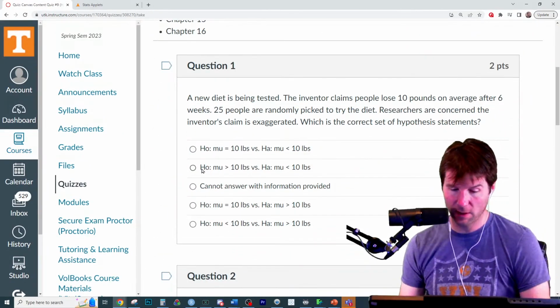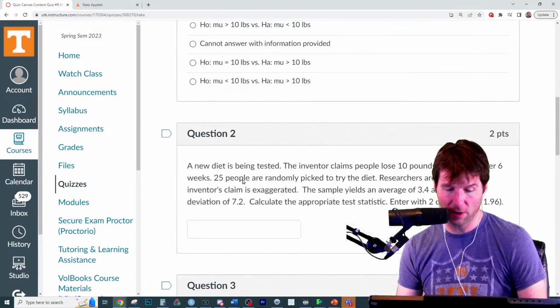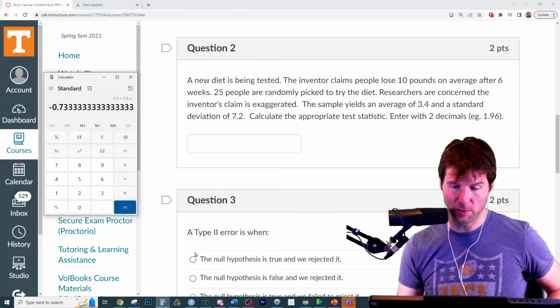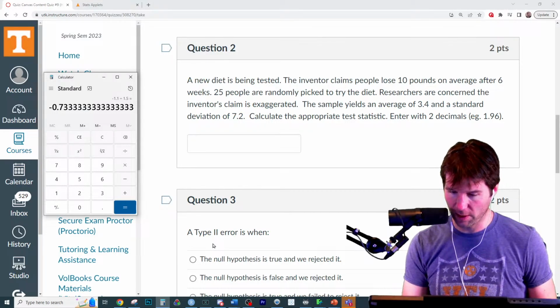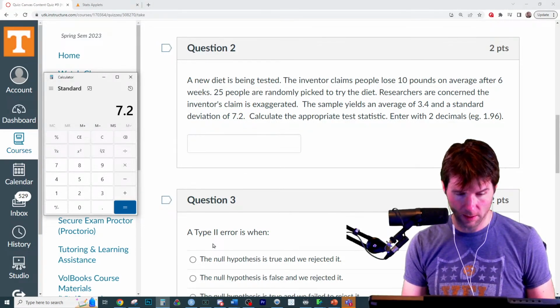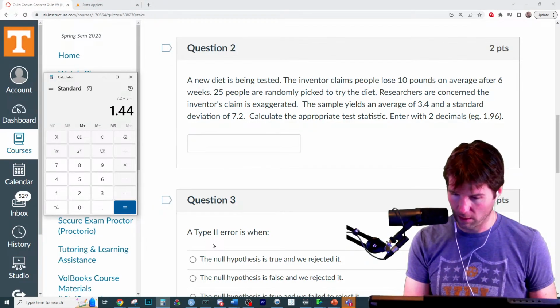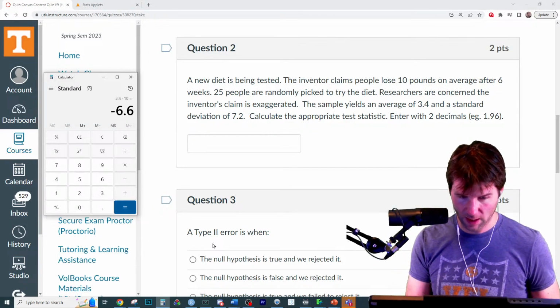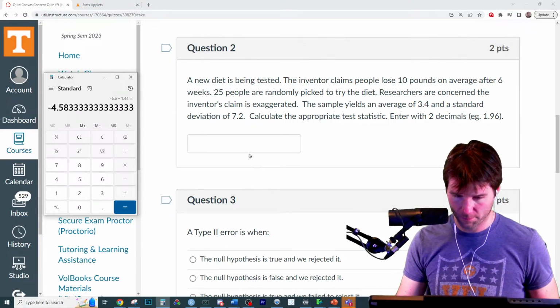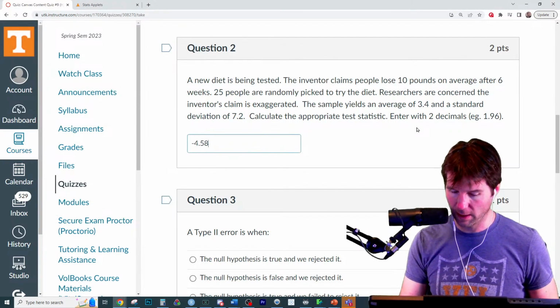So this one right here we've already done. We're seeing if there's evidence the claim is exaggerated. We did this one. We'll take the difference. Well, first off, let's find the standard error. The standard error is that. The difference is 3.4 minus 10 divided by the standard error. There's the test statistic. I think I did it right.